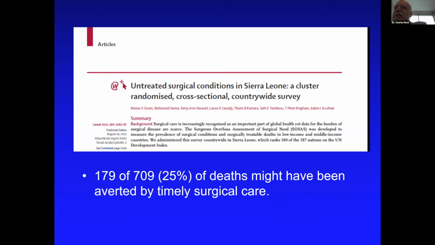We're making some progress. You see an increasing number of articles such as this great study from Sierra Leone that did a household survey looking at how many people had surgical conditions that had disabilities or were suffering from a disease that could have been treated surgically, or how many people might have died from lack of surgical care. They made a fairly good estimate. We're seeing increasing numbers of studies like this, once again, seeing what's going on outside the hospital doors.